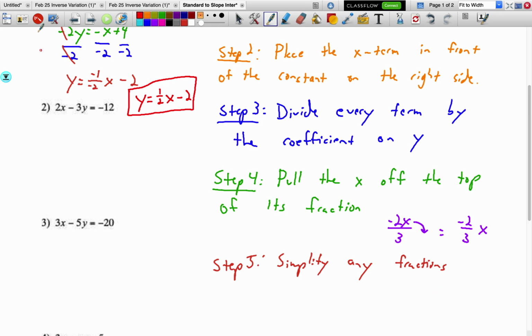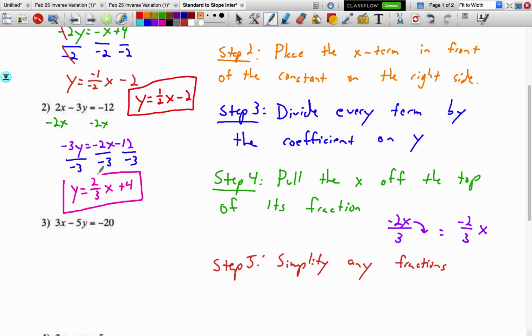All right, let's try this with number 2. So I'm going to move the x term by subtracting 2x from both sides. I'm going to put it in front of my constant. My goal here is to get y by itself, so it makes sense that I'm moving the x term away. So now I got negative 3y equals negative 2x minus 12. I put that negative 2 in front of the negative 12. Now I divide by that negative 3 to every single term. And I get y equals 2/3 x plus 4.